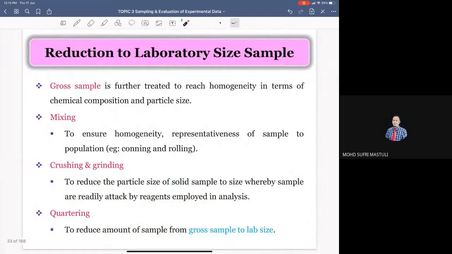Okay, so I think that's it for this video on sampling methods. At least you learned how to do the sampling for gas, how to do the sampling for liquid, and also how to do the sampling for soil. In the next video, we will continue on how to reduce the sample we collect from the population or the sampling site, which we name the gross sample, into the laboratory size sample.